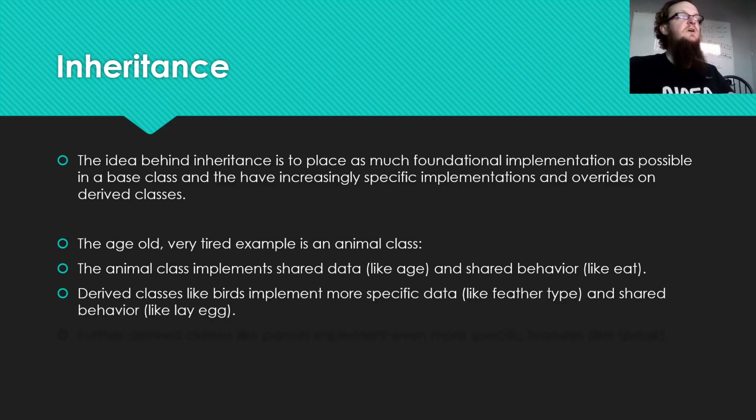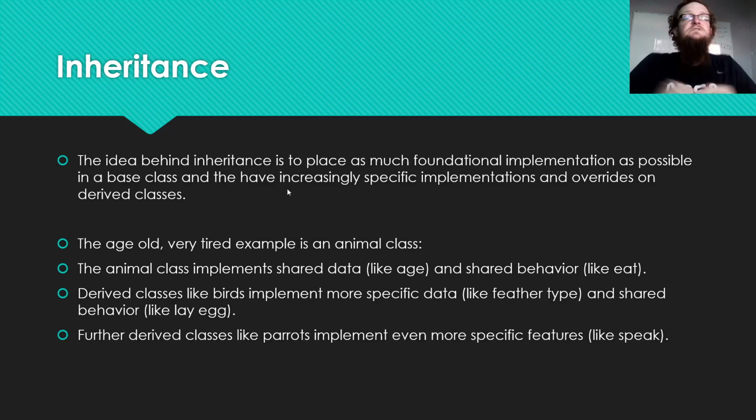Then you can go one layer deeper. One layer deeper might be a derived class specifically for birds. Birds would have something specific to them, like a feather type. You wouldn't have feather types on all animals; it would only be for birds. You would also have specific behavior, like laying an egg. You wouldn't necessarily want mammals to be able to do that, so that functionality would be on the derived class specifically for birds.